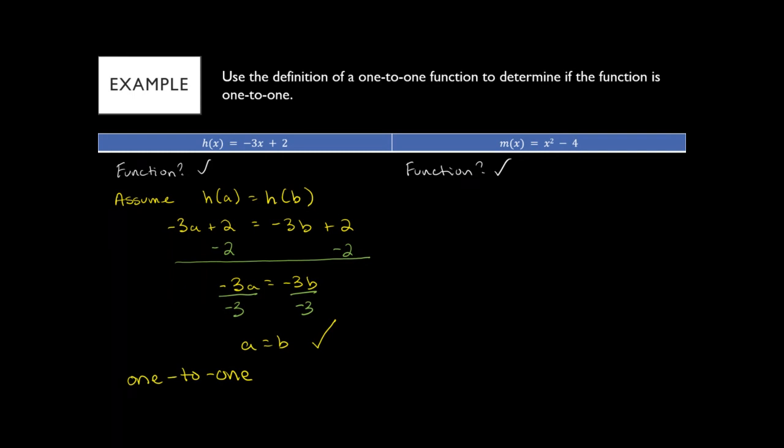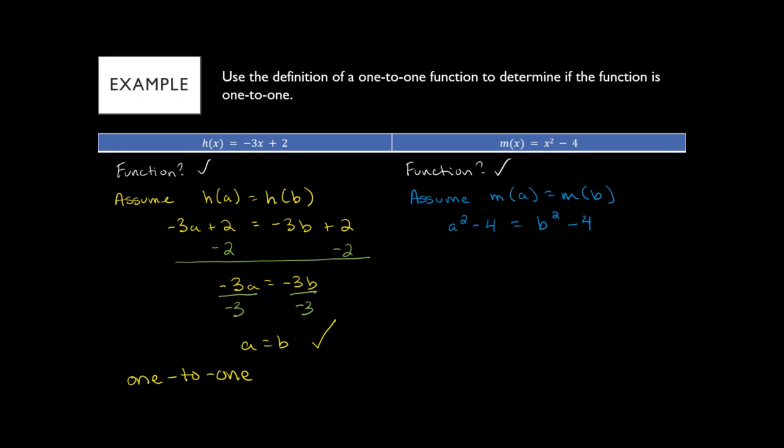So now let me do that with the second example here. In this case, we have the letter m, so I'm going to assume that m of a is equal to m of b, just because the name of the function is m. So everywhere I see x, I'm going to replace it with a and b. So I have a squared minus 4 is equal to b squared minus 4.